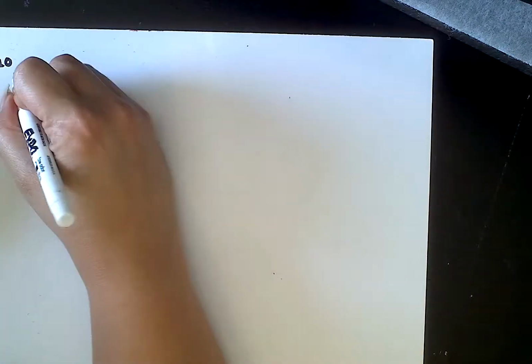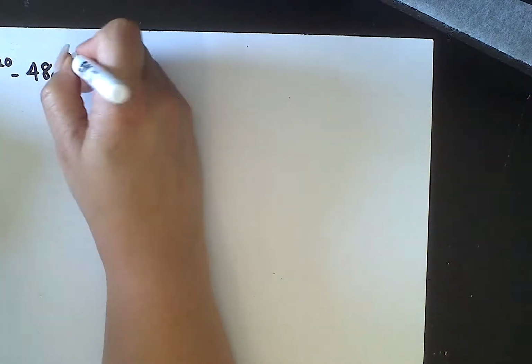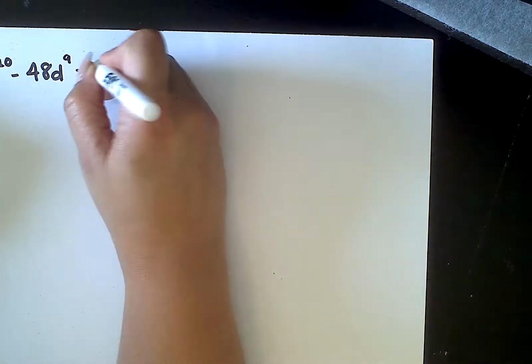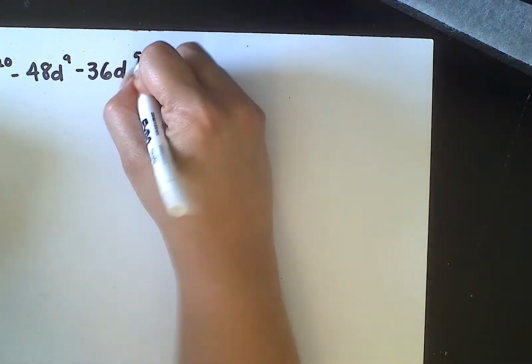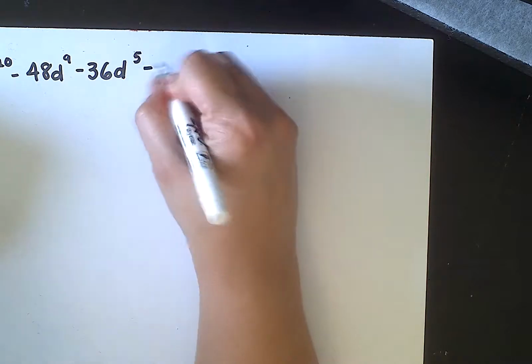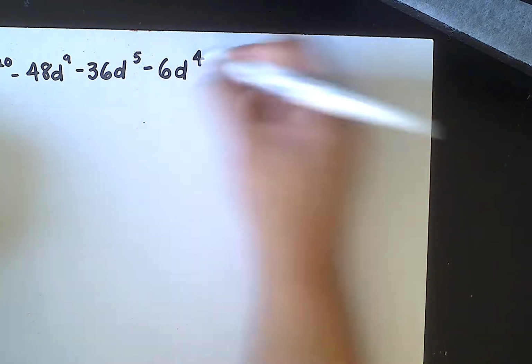I'm going to rotate this a little bit so I have a little bit more room to work with. There we go. Let me rewrite that one more time. 18d to the 10th minus 48d to the 9th minus 36d to the 5th, and then minus 6d to the 4th power.